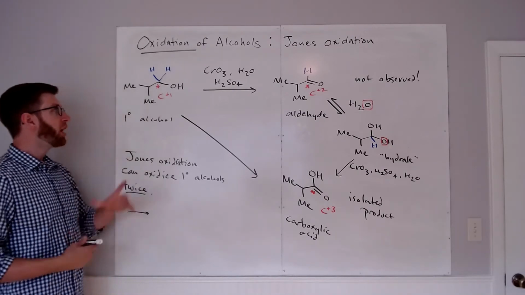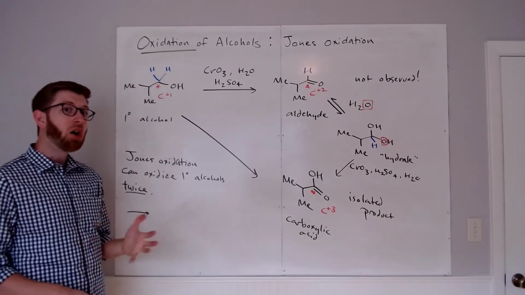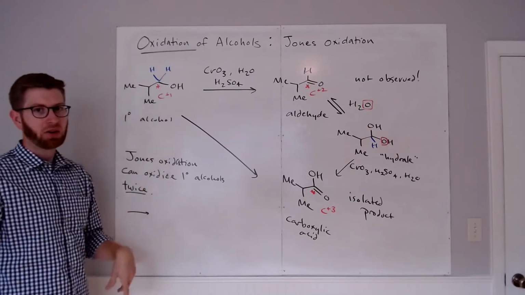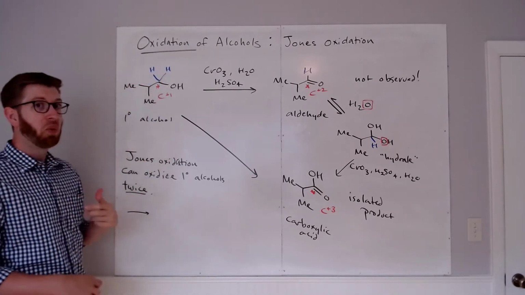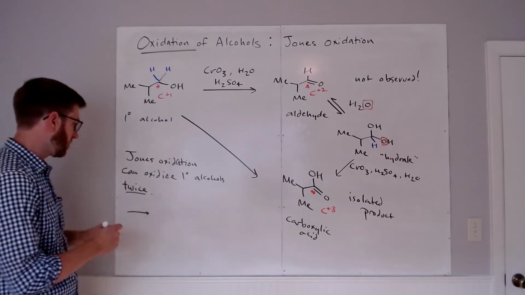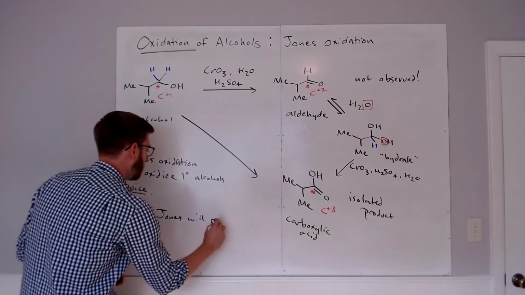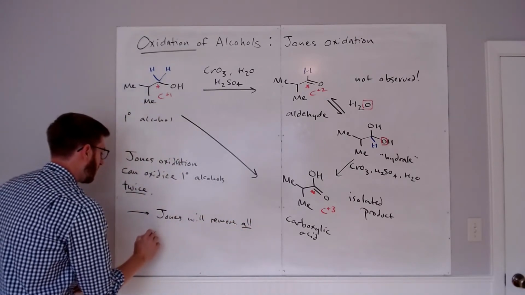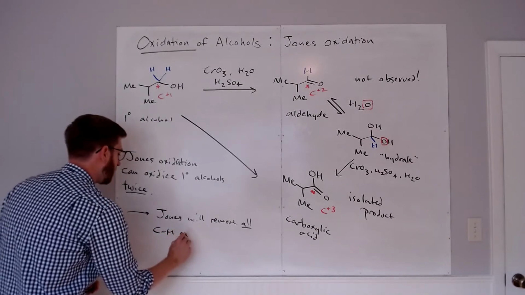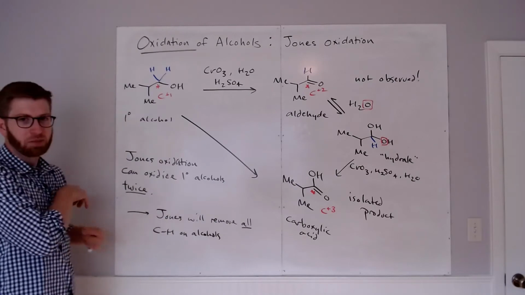Here's why these blue hydrogens are so important. The Jones oxidation will remove all of the blue hydrogens of your alcohol. So if you have two of them, you'll do two oxidations. If you only have one of them, you'll just do one oxidation. So Jones will remove all CHs on alcohols, in parentheses, blue hydrogens.